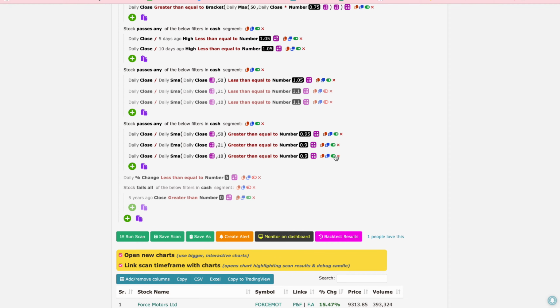The first one is where I'm coding pullback to the 50 SMA. Now what I'm saying is the stock has pulled back to a range which is within 10% of the 50-day SMA. So that means daily close by daily SMA 50 is less than or equal to 1.05, meaning 5% above, and the one below is 5% below. Once these two are put together, it will only scan for stocks within a 5% band around the 50-day moving average.